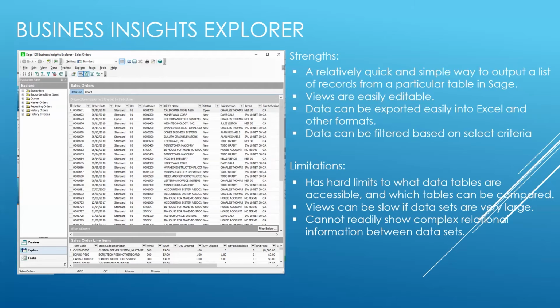Similarly to Crystal reports, the views can be slow if the data set's very large, and they cannot readily show complex relational information between data sets. So where Crystal reports can maybe pull data from a number of tables, Business Insights Explorer is usually limited to a couple.